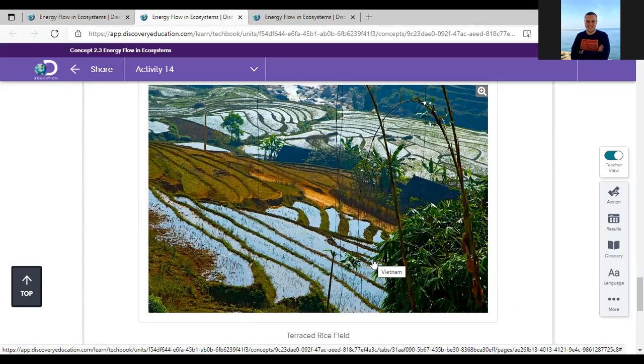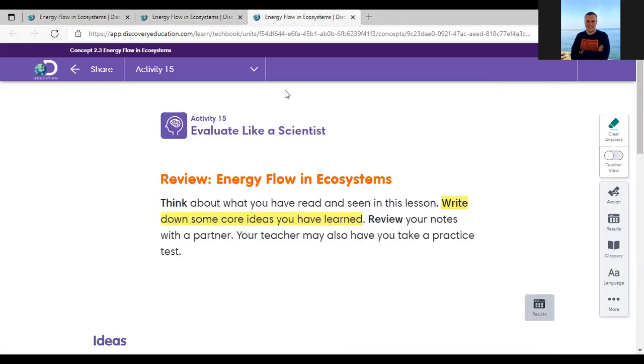Okay, guys, now let's move to activity number 15. Activity number 15 says, evaluate like a scientist. Review the energy flow in ecosystems. Think about what you have read and seen in this lesson. Write down some core ideas. What have you learned from this concept 2.3, the energy flow in ecosystems?